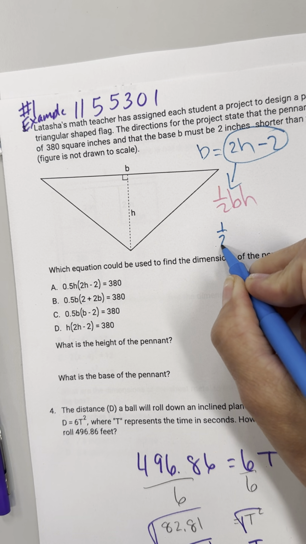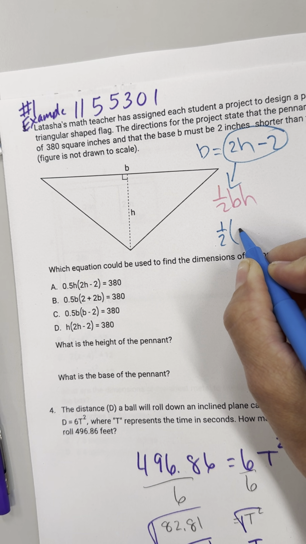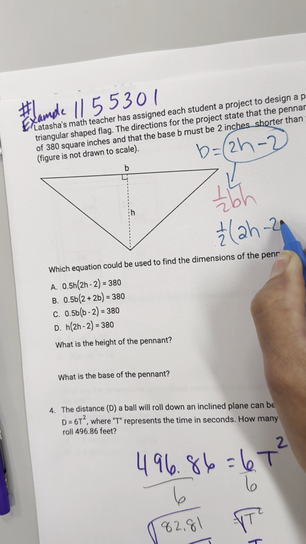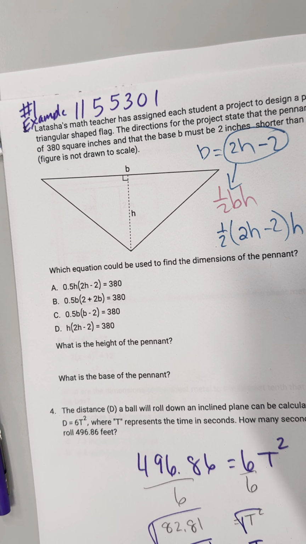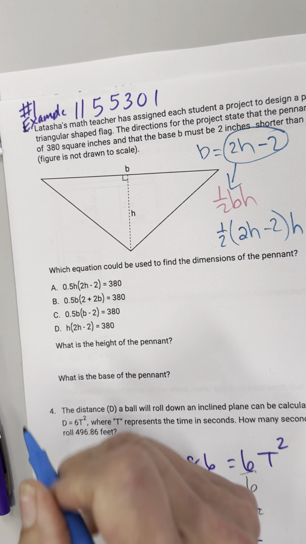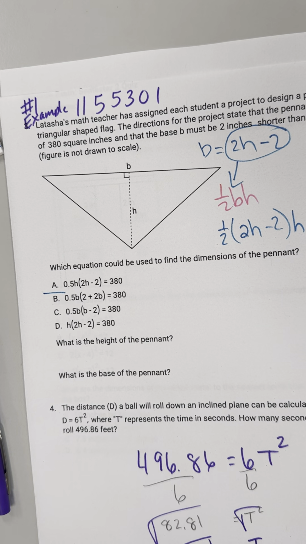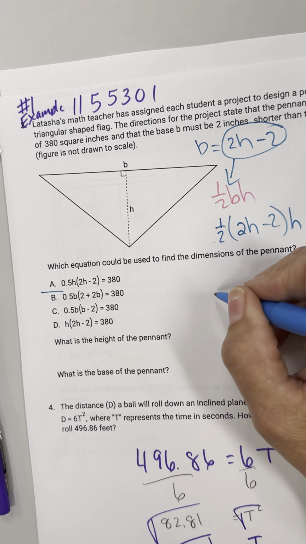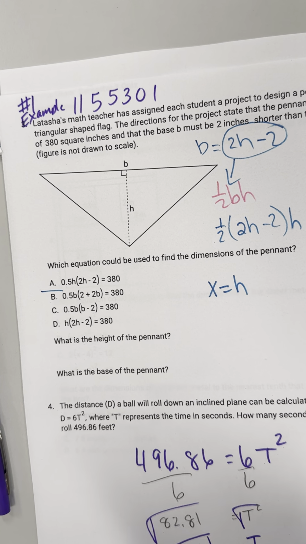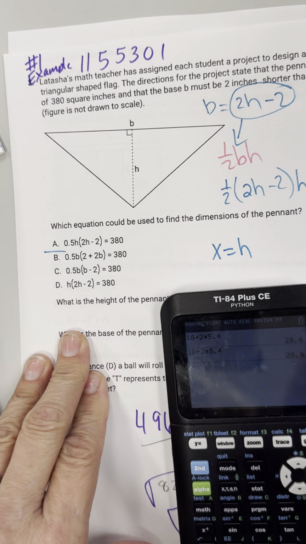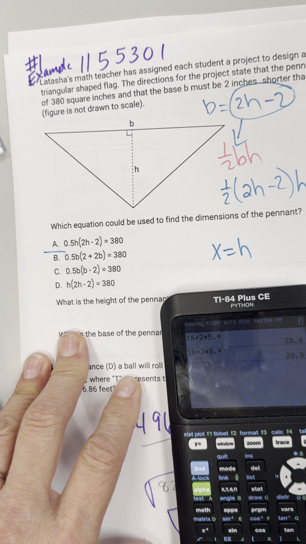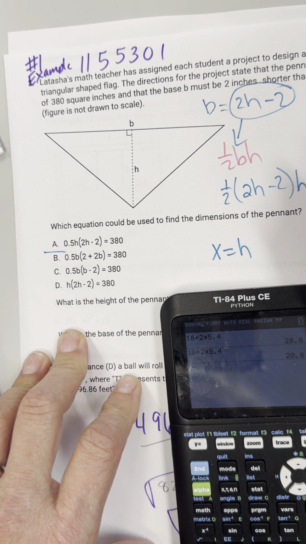So you have 1/2 times 2h minus 2 times your height, or 0.5 times your height, 2h minus 2. That makes A the correct answer. And so once you solve for the height, your x is going to equal height. A lot of times I would write that down so that you make sure you understand what you have found. So I already have the problem there, and we're looking for it to equal 380.